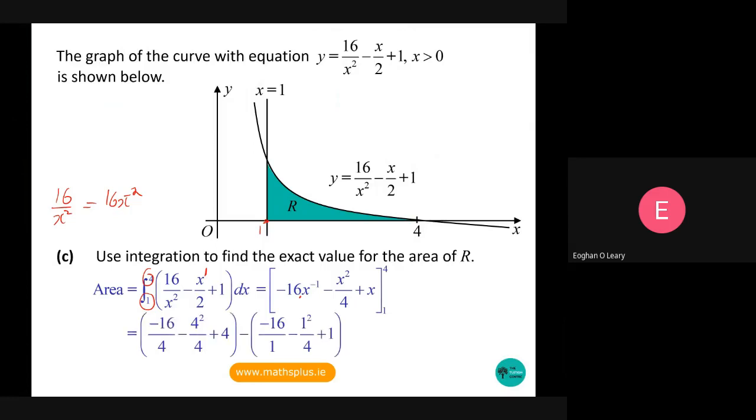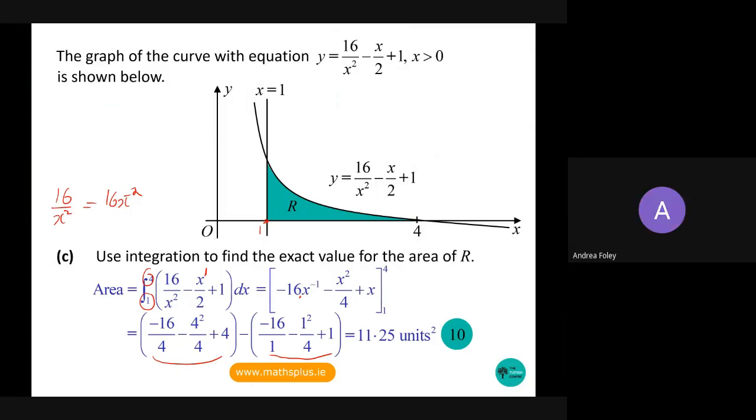When I put in my 4, I'm going to get the value in this bracket. I know some of you will work that out at this stage. That's absolutely fine. And we're going to get the value in this other bracket when I have my lower limit of x equals 1. I'm going to subtract one from the other, and I'm going to get an exact answer of 11.25 units squared. And that is a 10-mark question.